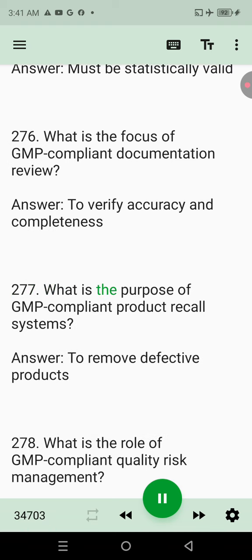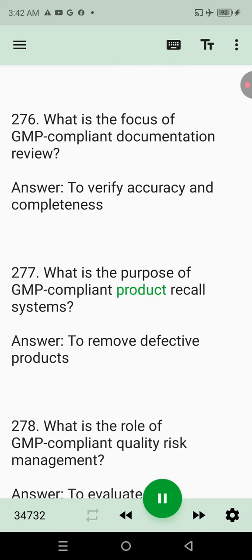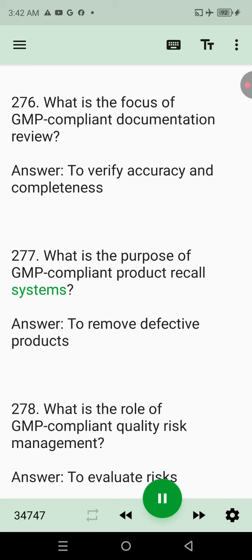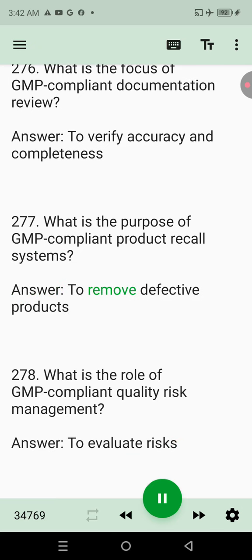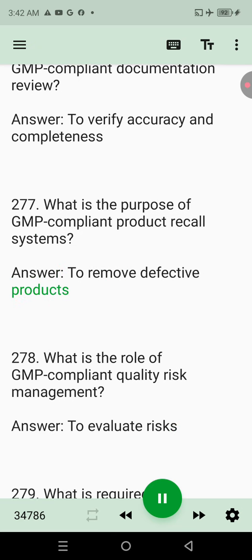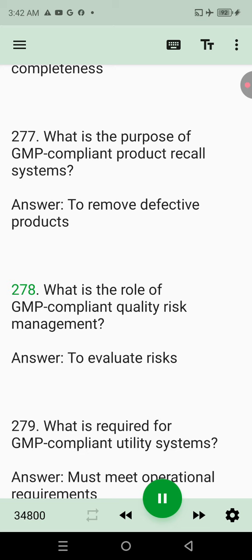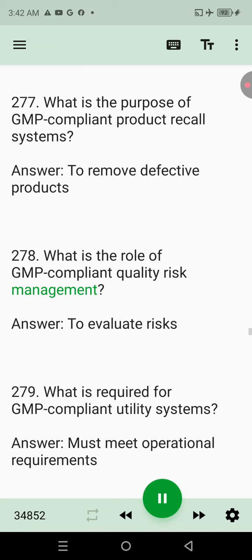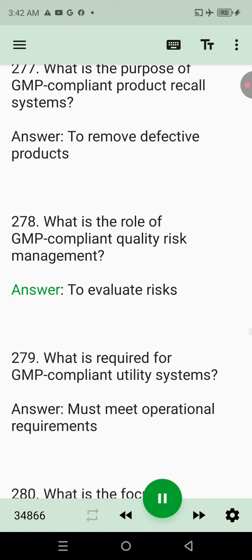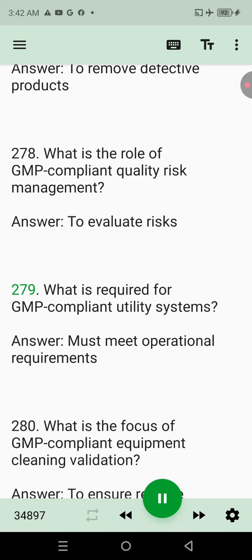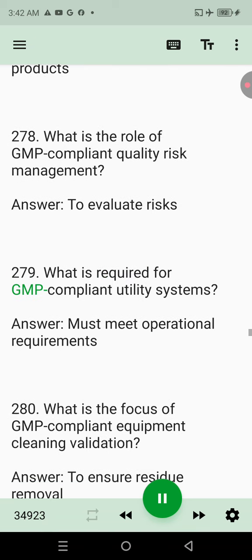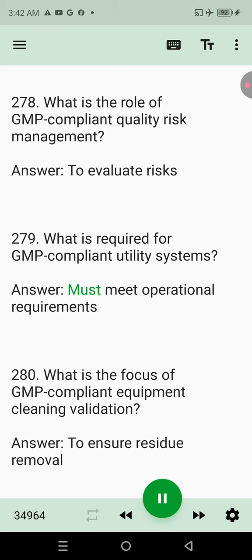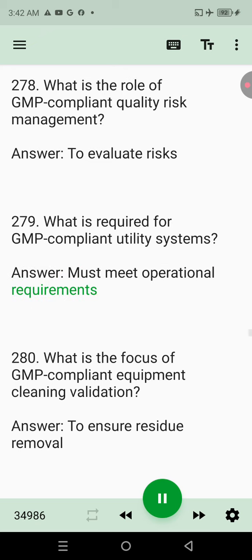277. What is the purpose of GMP-compliant product recall systems? Answer: to remove defective products. 278. What is the role of GMP-compliant quality risk management? Answer: to evaluate risks. 279. What is required for GMP-compliant utility systems? Answer: must meet operational requirements.